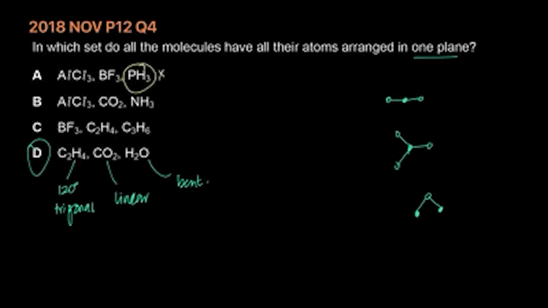In A, PH3 cannot be in the same plane. In B, ammonia cannot be in the same plane. And C, C3H6, which is an alkene, but one of the carbons is tetrahedral in C3H6, because there's one double bond and one carbon doesn't have double bonds. That is tetrahedral, and the moment you have tetrahedral, you cannot have atoms in the same plane. So these three molecules cannot be in the same plane, therefore, the only option left really was D in the first place.